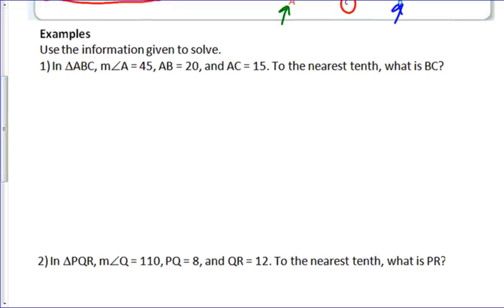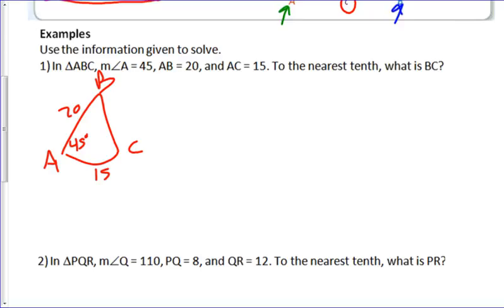It says in triangle ABC, so we're just going to draw out a triangle. Doesn't matter if it's perfect. A, B, C. We know the measure of angle A is 45 degrees. We know that AB is 20 and that AC is 15. We do not have an angle and its opposite side to use the law of sines. We do not know that it's a right triangle to use any of the trig ratios. So we're going to have to use the law of cosines. And we're trying to find BC.